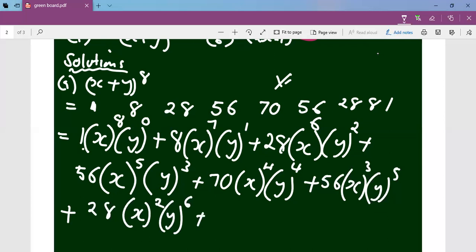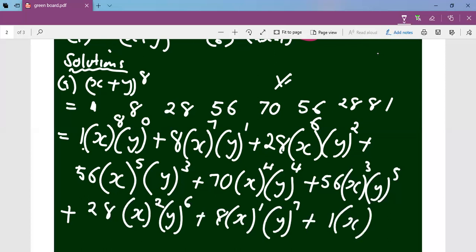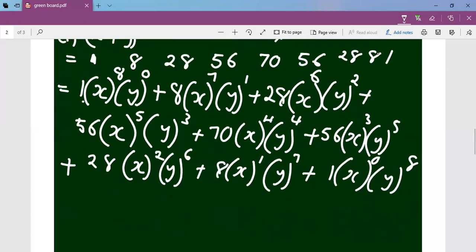Then we say plus 8, open bracket, x to the power from 2, you have got 1, by y to the power 7. Plus the last term is 1, open bracket, x from 1, you have to the power 0, by y to the power 8. So the moment you do that, then you're good to go. So you just have to find the answer.